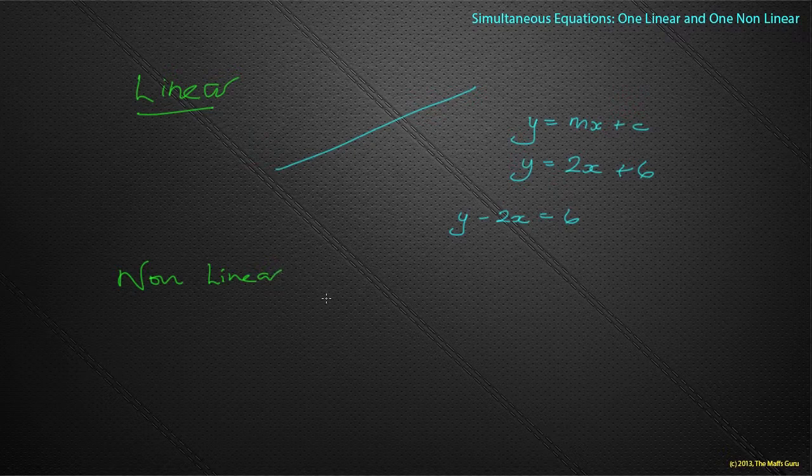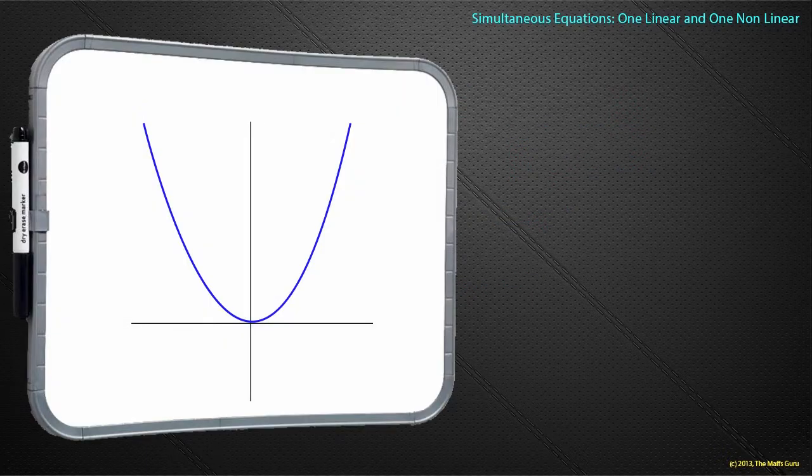One of the types of non-linear graphs we tend to get quite a lot are quadratics. The general form of a quadratic is a U-shape, and it has the general equation of y equals x squared. But that isn't by any means the be-all and end-all of what a quadratic can look like. It would be useful to do a quick recap of quadratics so that we can visualize, because sometimes with simultaneous equations, if we can see what we're doing, life becomes easier.